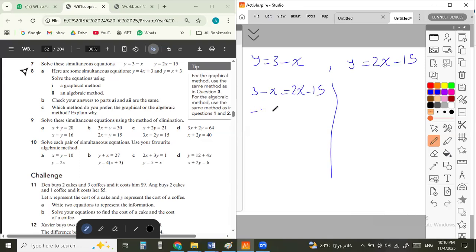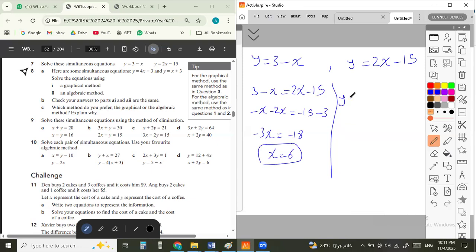So negative x minus 2x equals negative 15 minus 3. I got them back to where I switched them with the opposite signs. So negative 3x equals negative 18. So x equals negative 18 divided by negative 3, which is just 6.